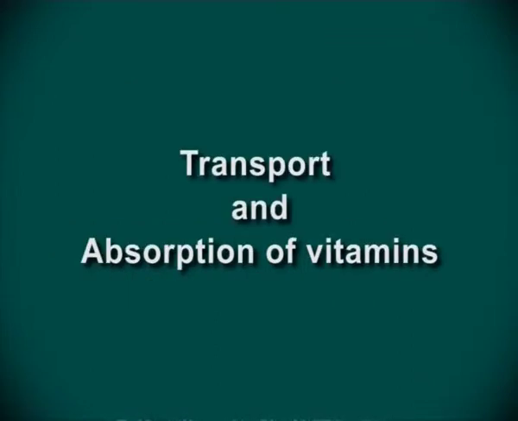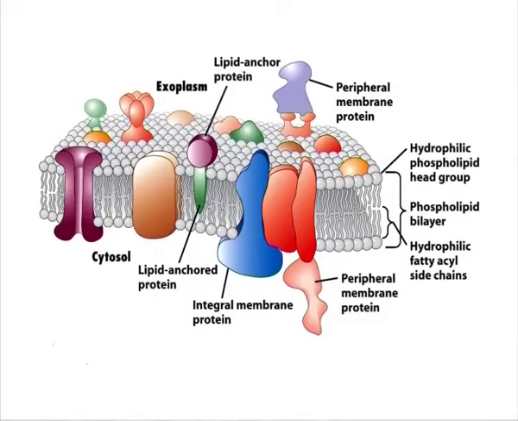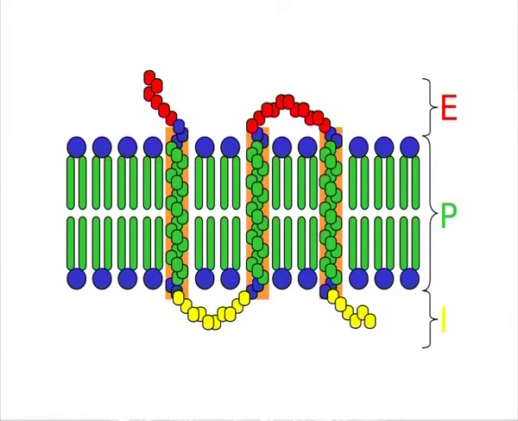Firstly, transport and absorption of vitamins. Absorption is a complex process in which the nutrients pass through the intestinal mucosal cells into the bloodstream. Mammalian epithelia are enveloped by a plasma membrane composed of a phospholipid bilayer interspersed frequently with cholesterol molecules. Integral transmembrane proteins span the lipid bilayer in a weaving fashion and account for most membrane-associated receptors, transporters, and certain enzymes. Tight junctions prevent the passage of water and molecular solutes between adjacent epithelial cells.